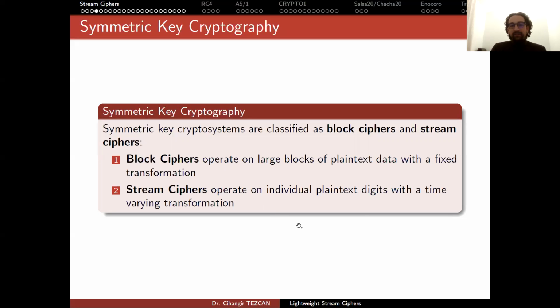Stream ciphers operate on individual plaintext digits, which can be as small as bits, but can be as long as maybe 128 bits. But they operate on them with a time-varying transformation. And moreover, we will see that stream ciphers have some kind of memory, which we will be calling the internal state. So that is actually the main difference.